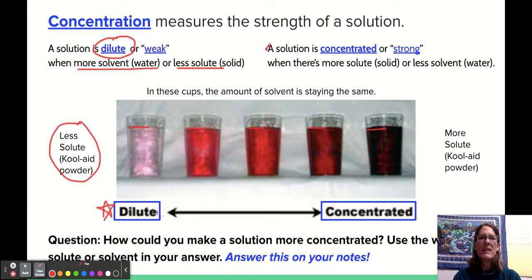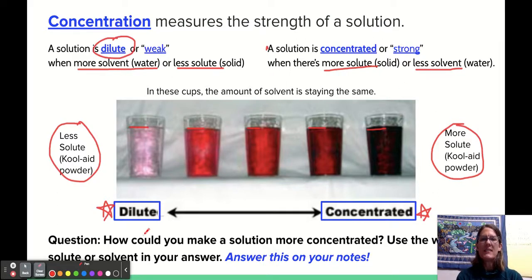All right, reading over here now. A solution is concentrated or strong when there's more solute, the solid, or less solvent, the water. And in these pictures, again, the solvent is staying the same. So I'll underline more solute, less solvent. That can make it more concentrated. But the solvent is staying the same in these pictures. But on this end, we see there must be a lot more solute. And that makes that cup on the end, the darker one, more concentrated or strong.